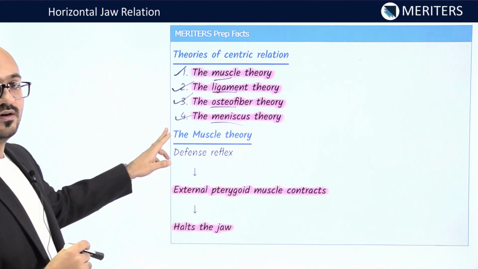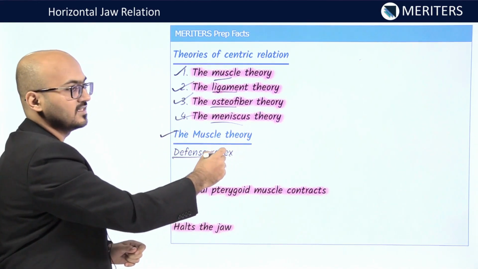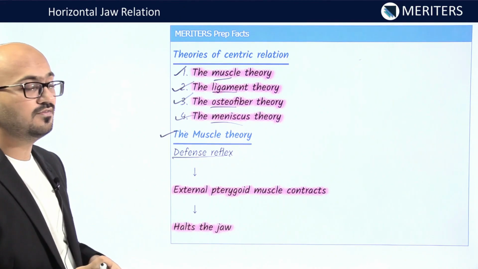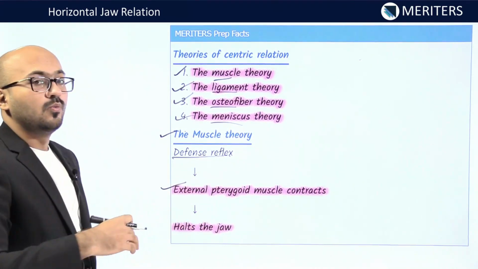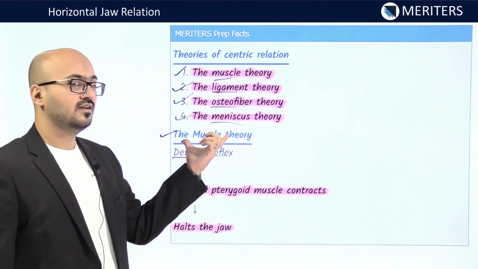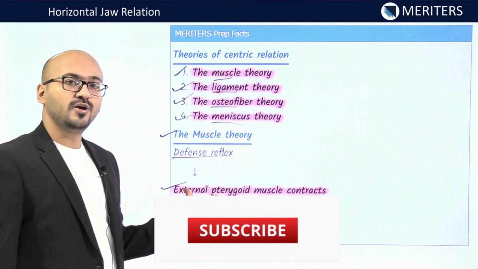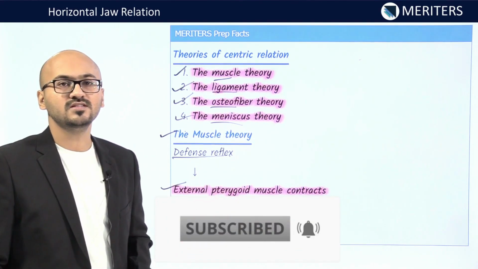The first theory is the muscle theory, which says that because of the defense reflex, the inherent natural reflex of the lateral pterygoid muscle, that is the external pterygoid muscle, it contracts and stops the jaw in that position. So the muscle theory says that the lateral pterygoid muscle is responsible for this reflex.